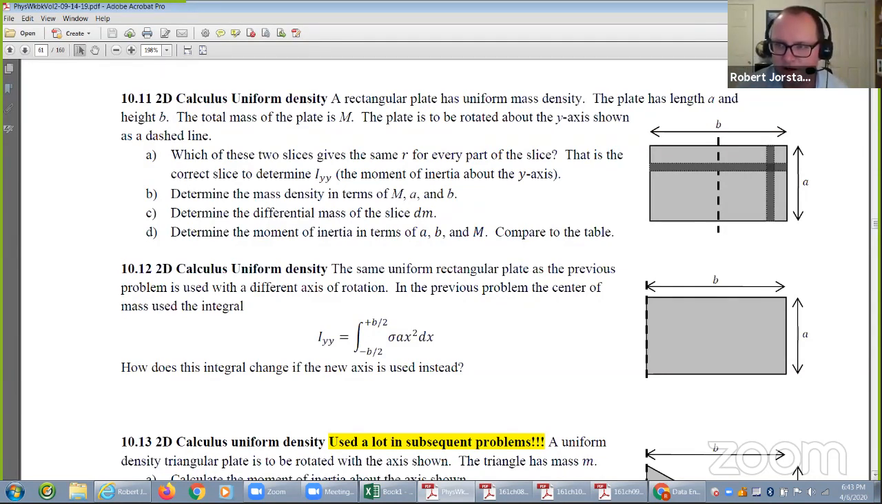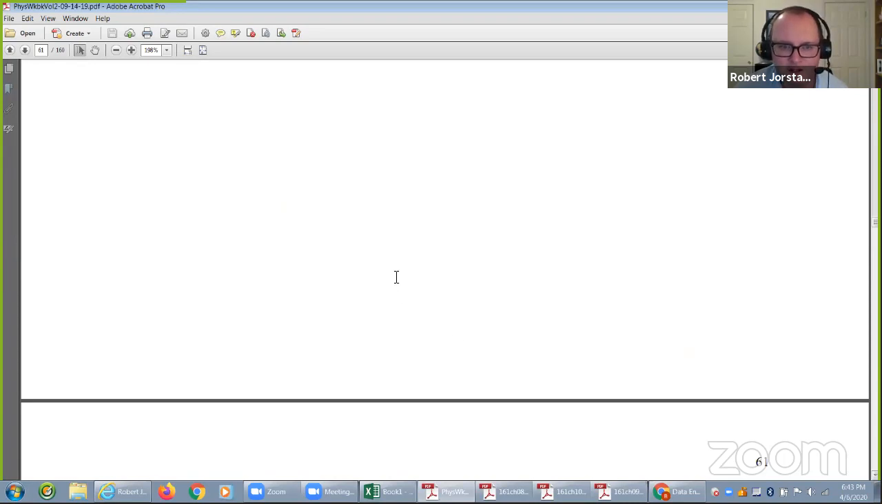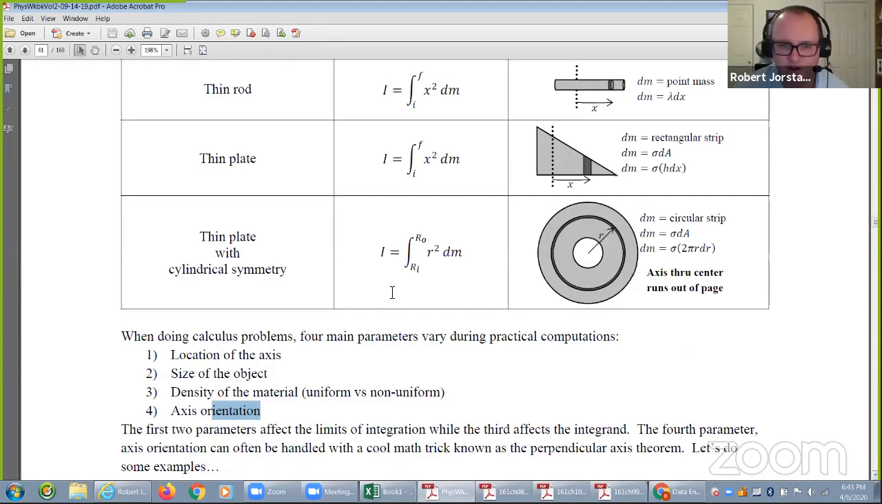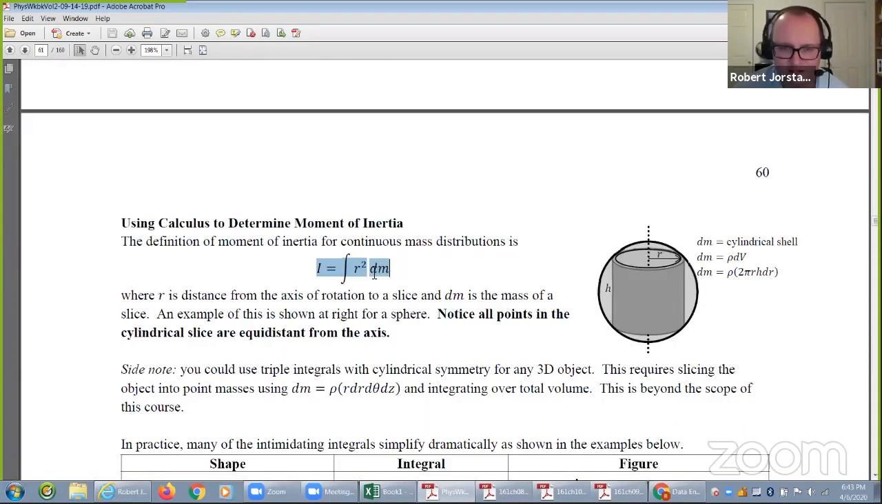I'm trying to do this integral. The trick is to use this integral, I'm going to slice it up, and every point in the slice has to have the same r, otherwise it doesn't make sense. That's why I had to use this cylindrical slice here. But in general, all points in the slice have to be equidistant.